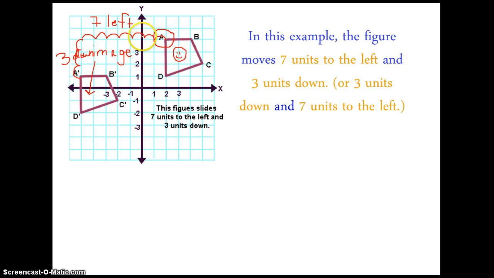You move down. Look at your y-axis. As you move down, what happens to the numbers on the number line? Do you add or subtract? You subtract. So we are subtracting 7 from our x-coordinate and 3 from our y coordinate.